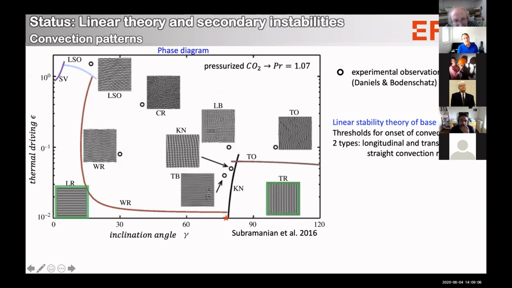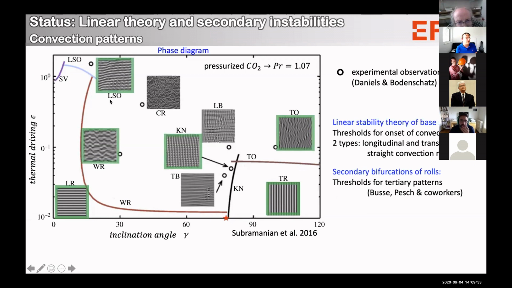But now these secondary flows, they are 2D objects. So one can do a linear stability analysis of these rolls and identify secondary instabilities. And these secondary instability thresholds are these curves here that I calculated. And some of the patterns that we observe can be associated with these secondary bifurcations. So for example, here, what we call wavy rolls, or here the transverse oscillations, the knot pattern, or here these so-called longitudinal subharmonic oscillations. So some of the patterns can be related to secondary bifurcations.